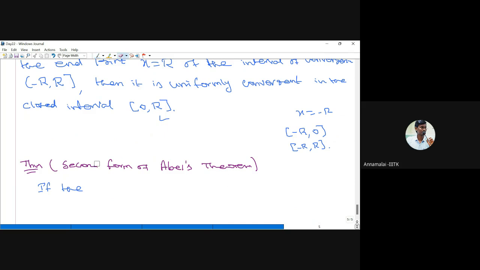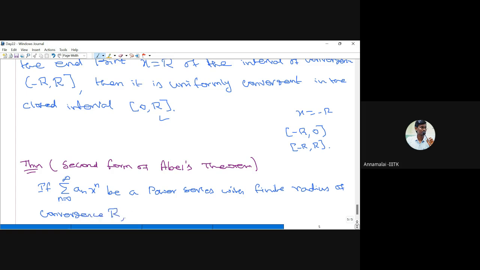Let summation a_n x power n, where n equals 0 to infinity, be a power series with a finite radius of convergence, which we call R, and let f of x equal the summation a_n x power n, n equal to 0 to infinity.